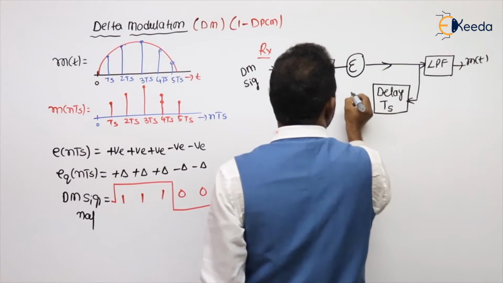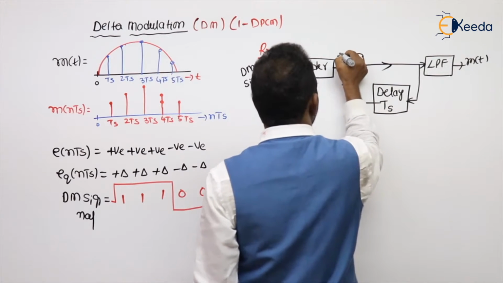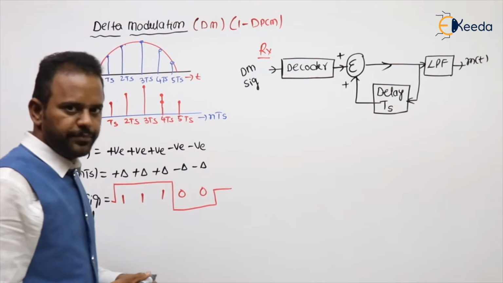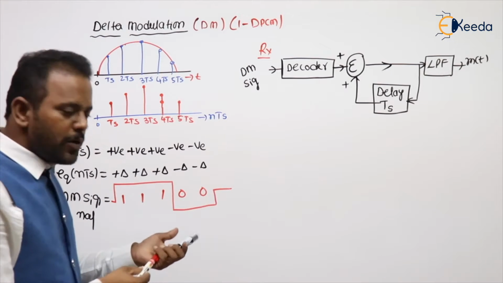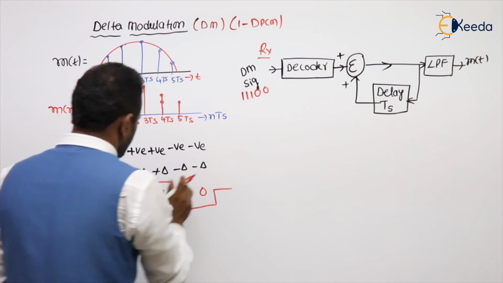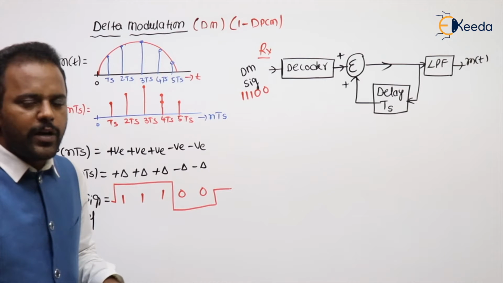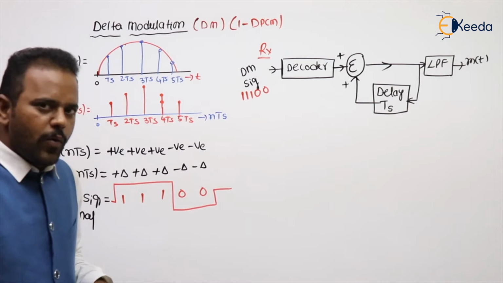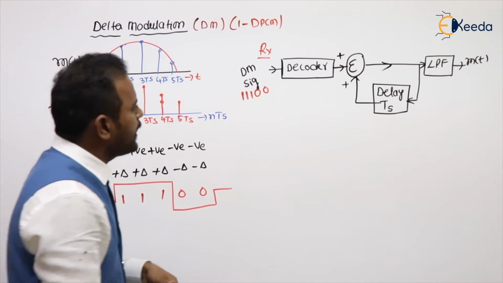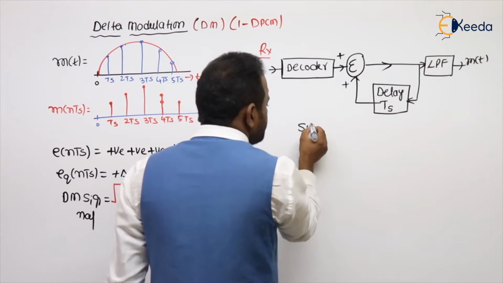This is the circuit diagram or block diagram of the delta modulated receiver. What is the delta modulated signal generated? 11100. So if plus delta is given to the encoder as 1 bit, that 1 bit is given to the decoder, and it will generate plus delta. I am writing that at the summer output.